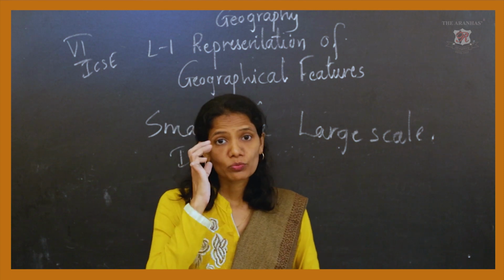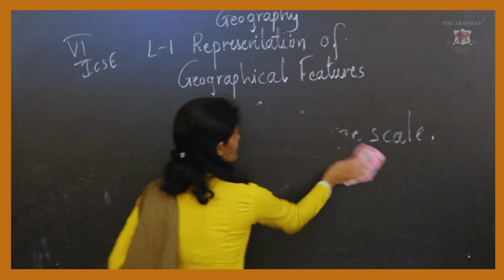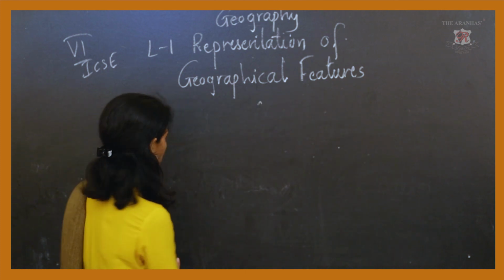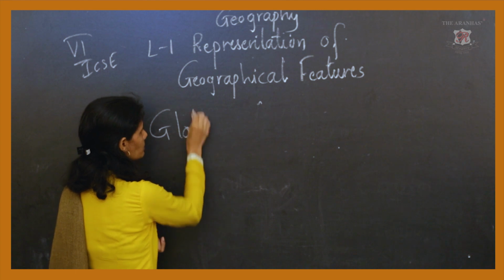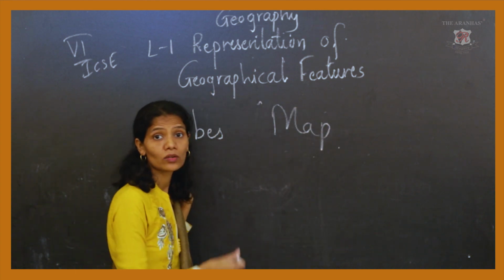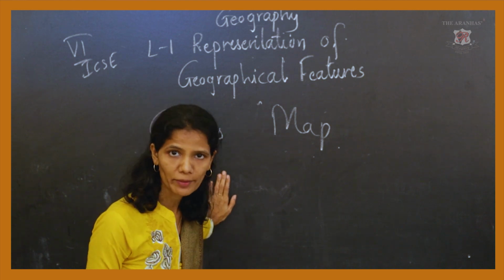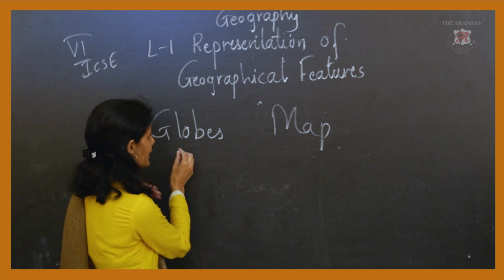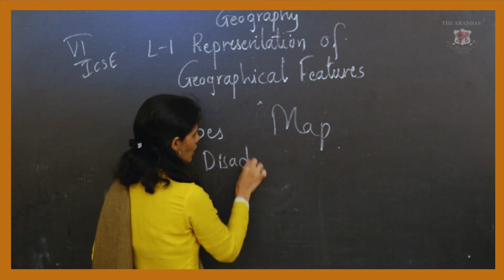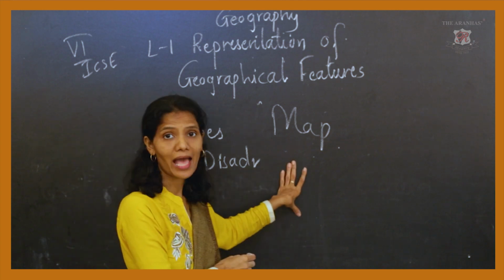Now, for this session, what we have learned, we will just summarize once everything properly. In this session, we have learned first of all about the globes and maps. That is, what is a globe and what is a map. So, as globe is the model of the earth, it is round in shape, spherical in shape, and we have seen the advantages and the disadvantages of globe. Then we have seen about the map.